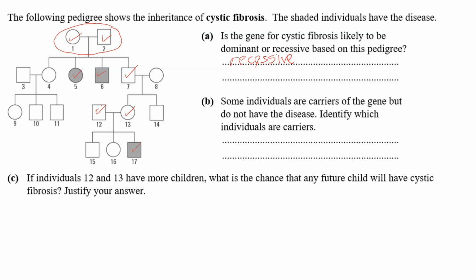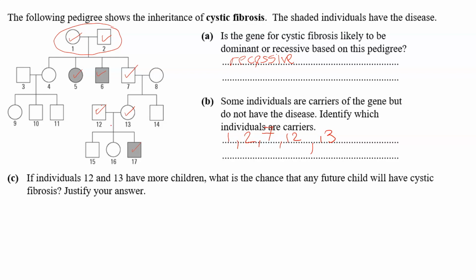Alrighty, B. That's what we just did. Now let me just write them in so you can double check. So 1, 2, 7, 12, and 13. Okay, C. If individuals 12 and 13 have more children, what is the chance that any future child will have cystic fibrosis? And you need to justify your response.